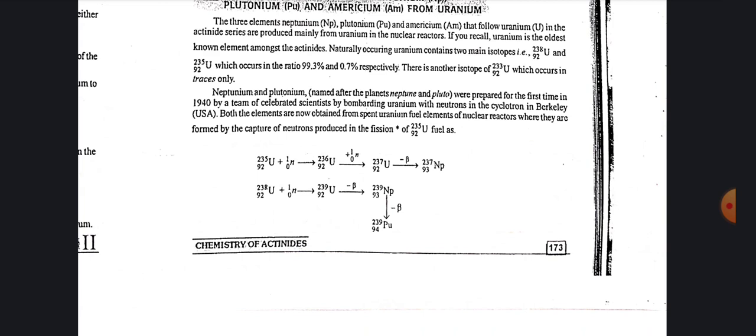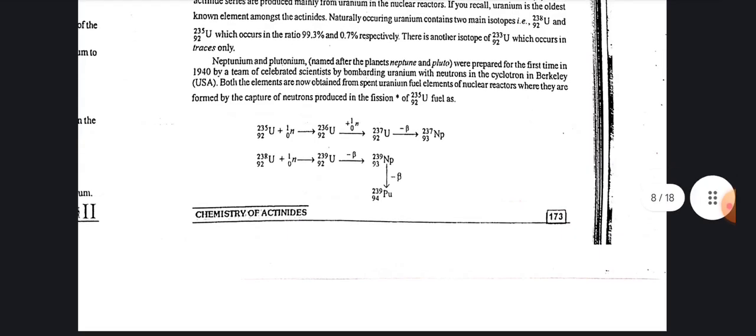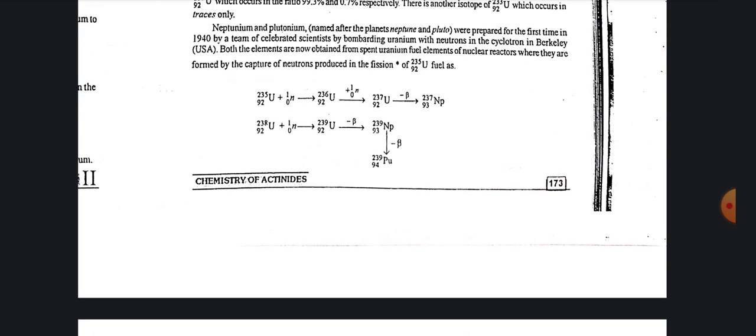Neptunium and plutonium, named after the planets Neptune and Pluto, were prepared for the first time in 1940 by a team of celebrated scientists by bombarding uranium with neutrons in the cyclotron in Berkeley. Both the elements are now obtained from spent uranium fuel elements of nuclear reactors, where they are formed by the capture of neutrons produced in the fission.